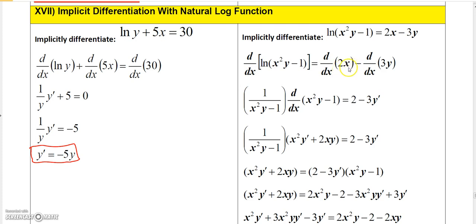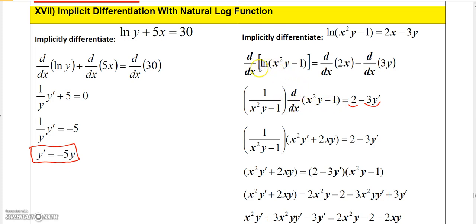So if you take the derivative of 2x with respect to x, you'll just get 2. And if you take the derivative of 3y with respect to x, you'll actually get 3y prime. Because remember, when you take the derivative of y with respect to x, since we don't know what y is, we have to call that y prime.